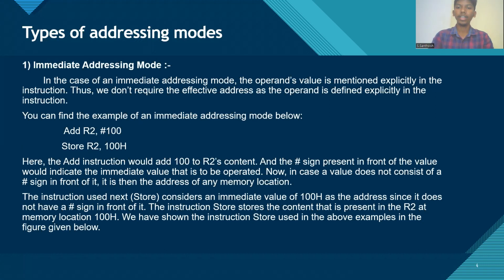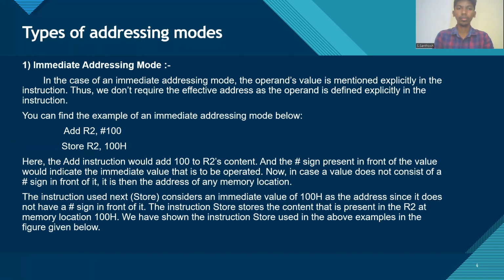Now, in case a value does not have a hash sign in front of it, it is then the address of a memory location. So the next instruction, store, considers the value 100H as an address since it does not have a hash sign in front of it. The instruction stores the content that is present in R2 at the memory location 100H.